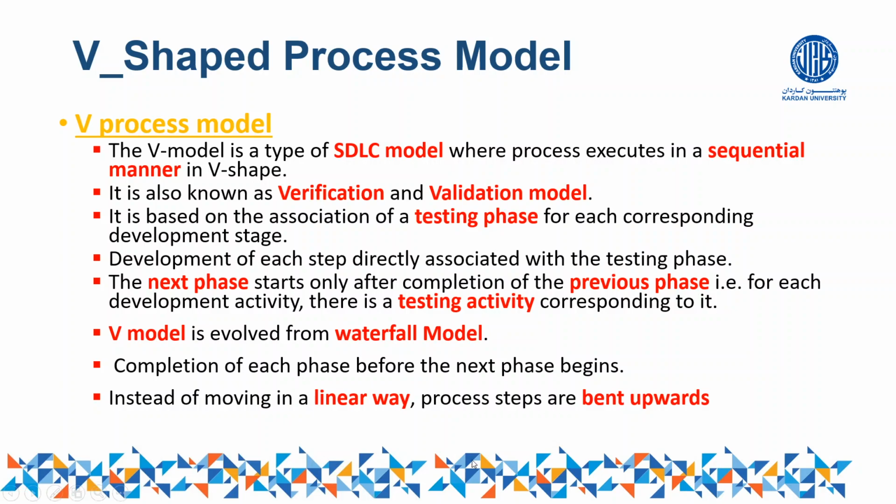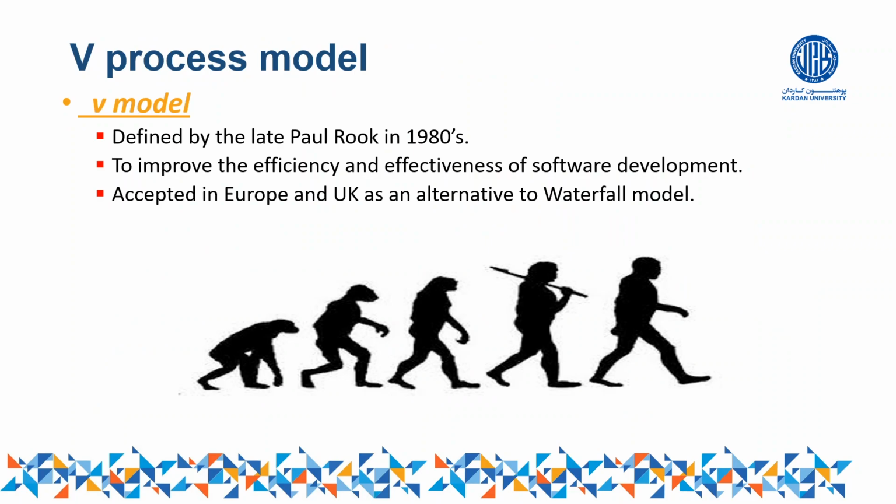But here the difference is that these process steps, or the activities that we execute for software development, bend upwards after the coding. When you see the diagram of the V model, then you would understand this point. The V model was defined by the late Paul Rook in the 1980s, because the waterfall model was introduced in 1970. So the V model was introduced in the 1980s to improve the efficiency and effectiveness of software development.